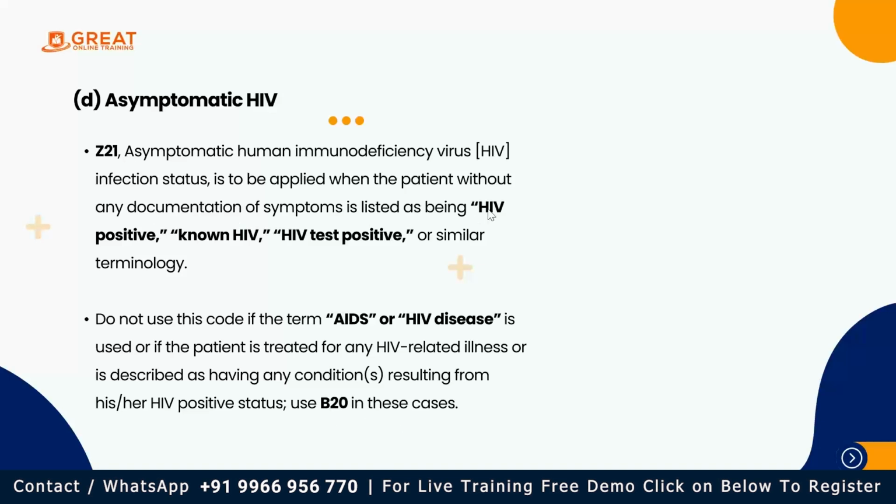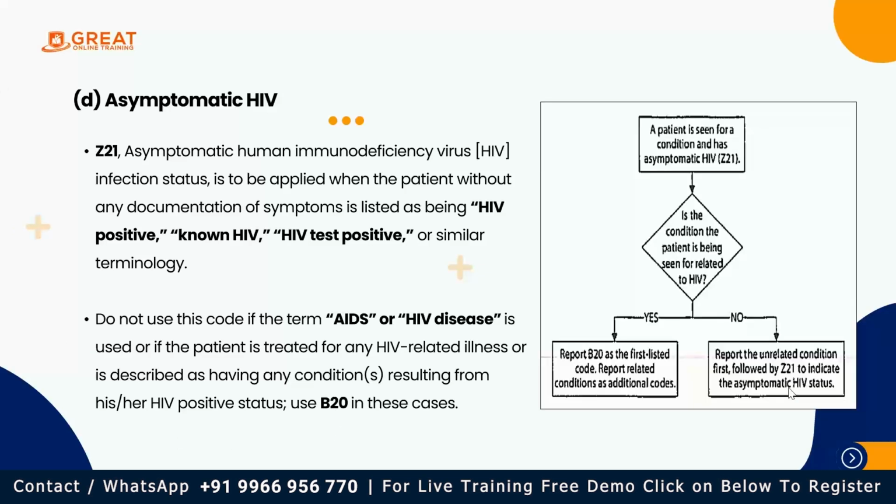Just confusing between HIV positive and HIV test positive. No, I'm clear, because without the symptoms we have to use Z21 if it is positive also. Yes. If nothing is mentioned in your report about symptoms, not symptomatic or asymptomatic, they just give you HIV positive or HIV test positive, in that case also you have to use Z21 only, right? Yes, I got you. Remember this. If the patient is being treated for an HIV related condition or has symptoms of HIV and it says HIV positive, in that case we have to use B20.